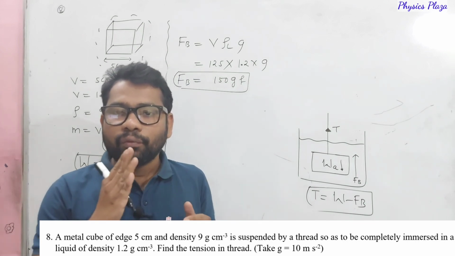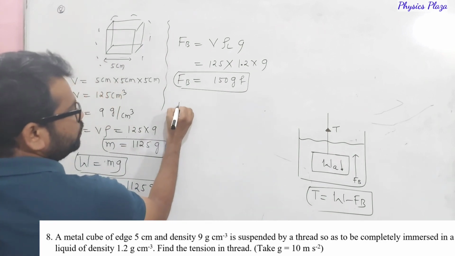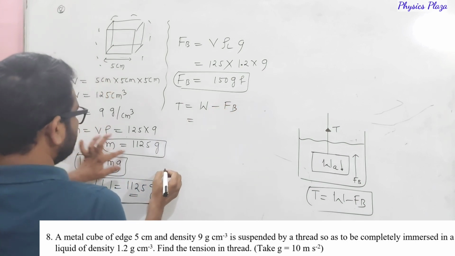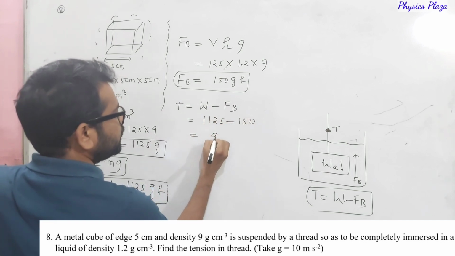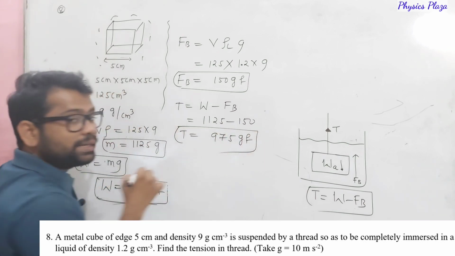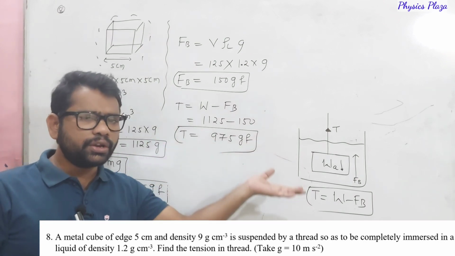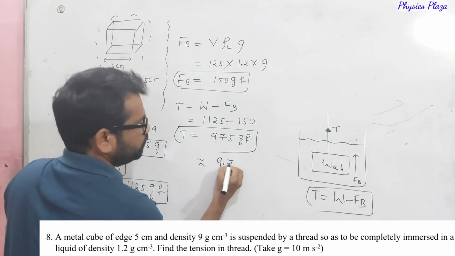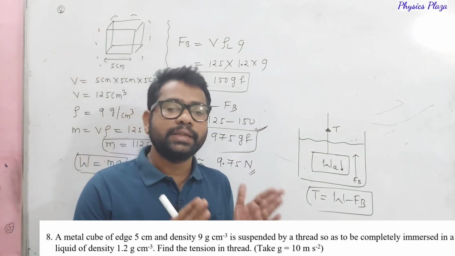Now what do we need to calculate? We need to calculate the tension developed. So tension developed is equal to W, the true weight, minus buoyant force. True weight is equal to how much, children? We got 1125 minus 150. This is going to be 975 gram force. 975 gram force is the tension developed in the string. If you convert into newtons, you will get 9.75 newton. If you want, you can keep the answer in gram force, that is 975 gram force.